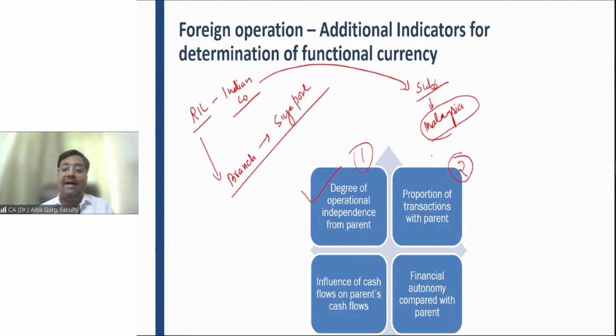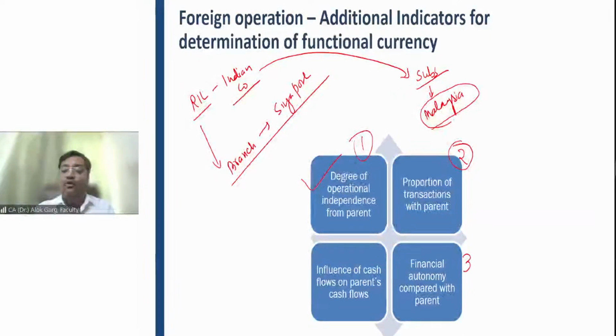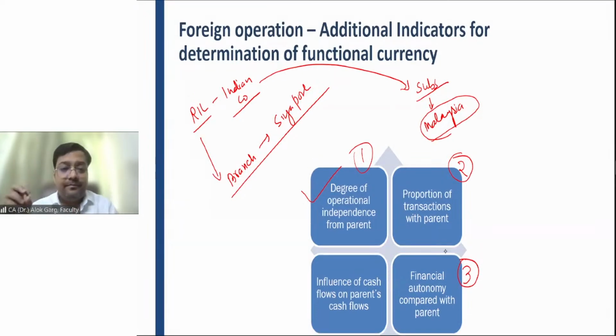Third, you need to look at the financial autonomy compared with the parent, right? You need to look at whether the foreign operation is dependent on the reporting entity for managing its obligations or is managing its obligations on its own. For example, if the foreign operation has to invest or spend some money, is it totally dependent on the Indian parent for that, or can it manage its expenses on its own, right? You need to look at that also.